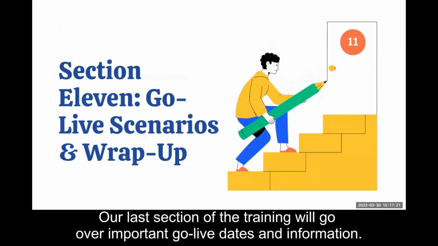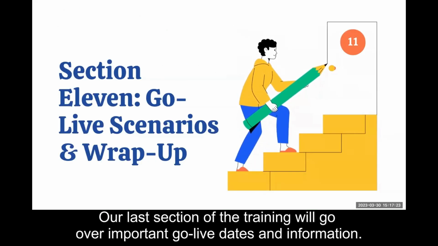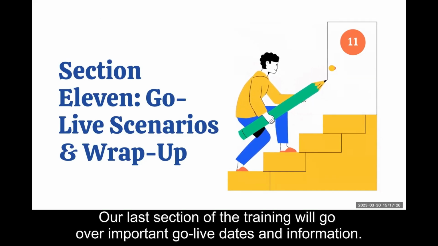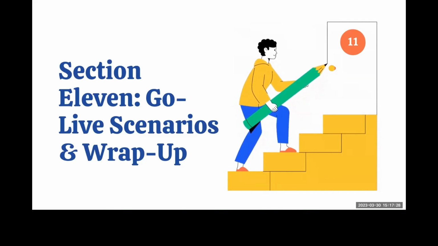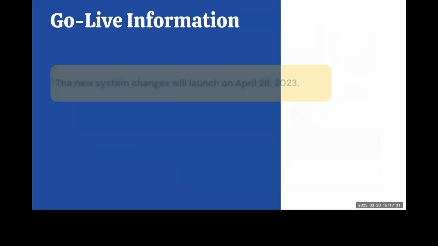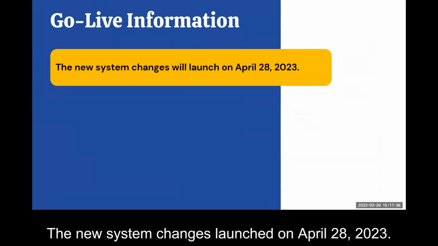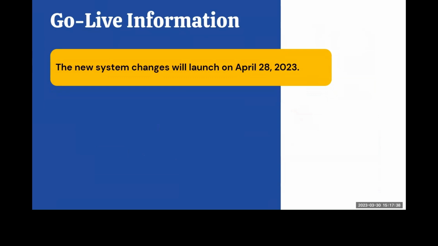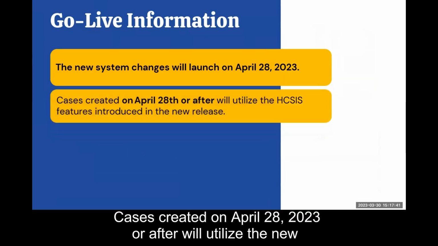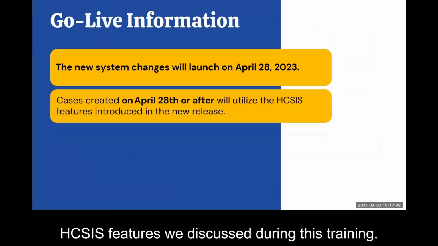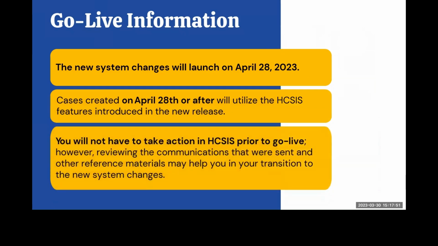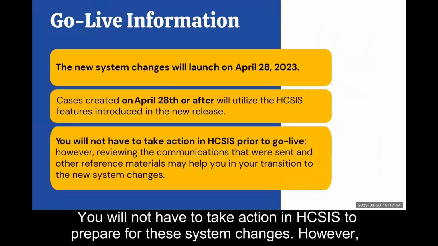Our last section of the training will go over important go-live dates and information. The new system changes launched on April 28, 2023. Cases created on April 28, 2023 or after will utilize the new HCSIS features we discussed during this training. You will not have to take action in HCSIS to prepare for these system changes.